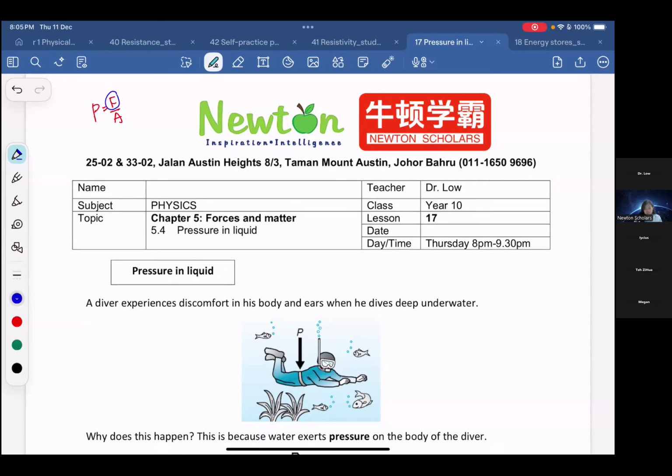Sometimes the force is not mentioned and they give you the mass. So how do we solve this question? We make it mg. Weight is equal to mg. Weight is one type of force. Okay, today we will learn about pressure in liquid.